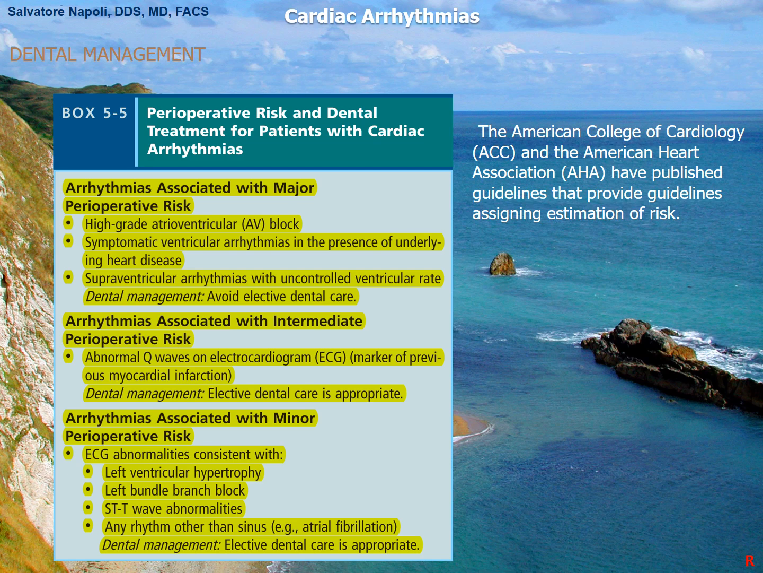Patients associated with intermediate perioperative risk would include patients that, for example, had a history of a myocardial infarction. They may have an abnormality on their ECG, but it may be stable. And arrhythmias associated with minor perioperative risk would include certain electrical anomalies, patients with atrial fibrillation. Again, there's a tremendous qualification. You're not expected to say, well, this patient has a left bundle branch block, so therefore they're a minor perioperative risk. When in doubt, seek a consultation.